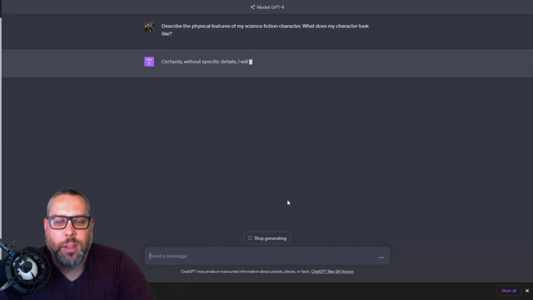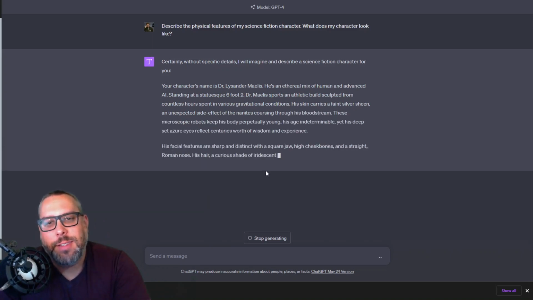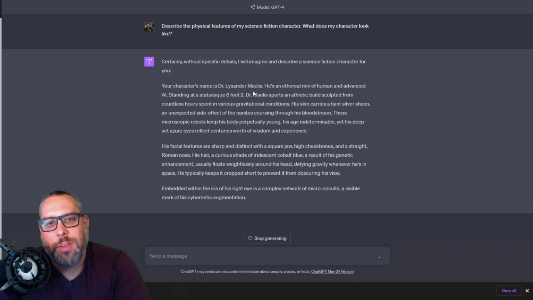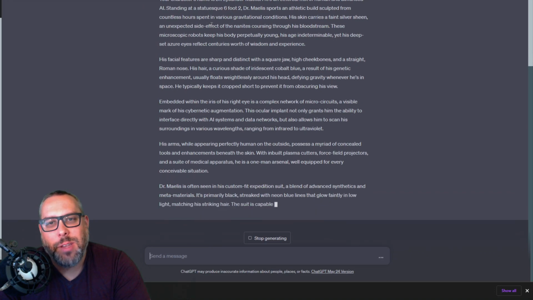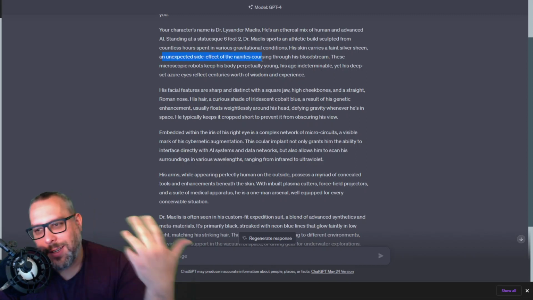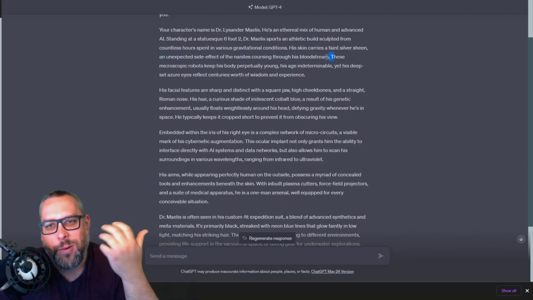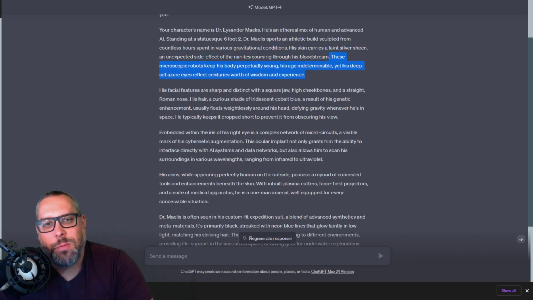And ChatGPT says, your character's name is Dr. Lysander Maelis. He's an ethereal mix of human and advanced AI, standing at a statuesque 6'2". He's got an athletic build. His skin carries a faint silver sheen, an unexpected side effect of nanites coursing through his bloodstream, which is an interesting detail that you can add into the universe. How did this guy end up with nanites in his bloodstream and being half AI? It actually tells us these microscopic robots help keep his body perpetually young, his age indeterminable, and his deep-set azure eyes reflect centuries' worth of wisdom.